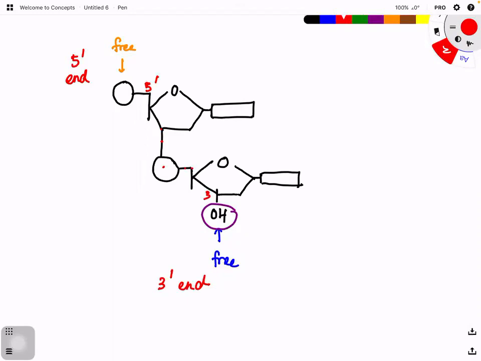Are you clear? So what is meant by anti-parallel? Anti-parallel means that if you look at this, if you read it from top down, it's 5' to 3'. The opposite strand, top down, will be 3' to 5'. So it will be opposite.